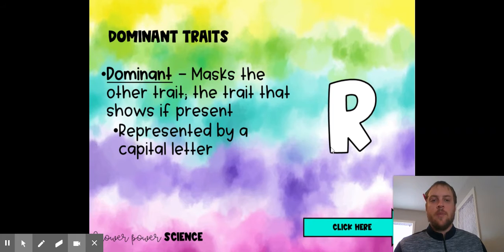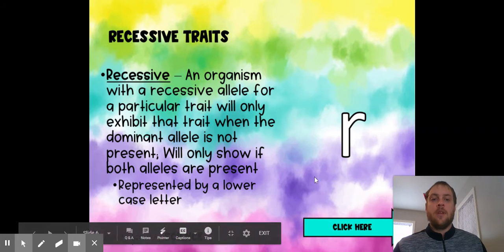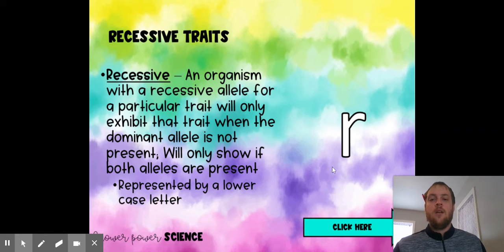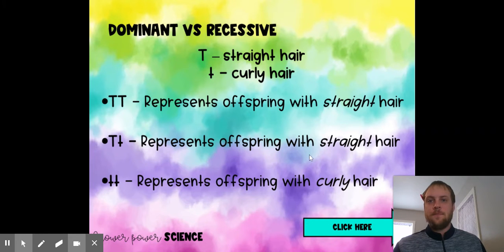And the dominant version is always represented by a capital letter. The other version of a trait, if it's not a dominant version, then it is considered to be recessive. And this is when an organism with this trait will only show this trait when there's no dominant version of it present. So the recessive allele is represented by a lowercase letter, like you see here. And we'll go through some examples to hopefully explain a little bit better what I mean by recessive only shows up when there's no dominant trait around.